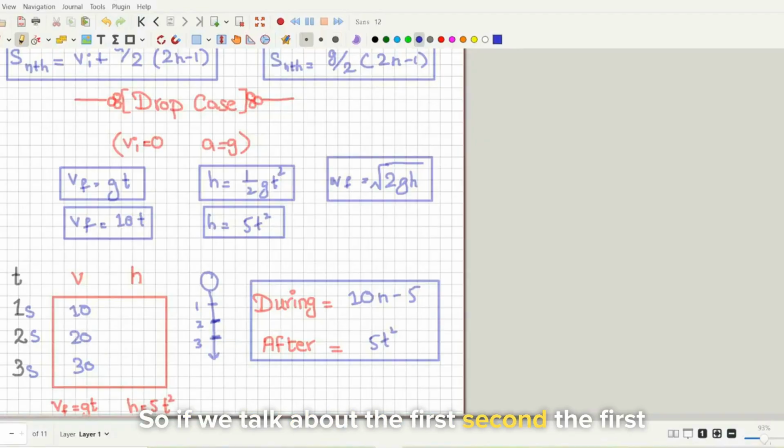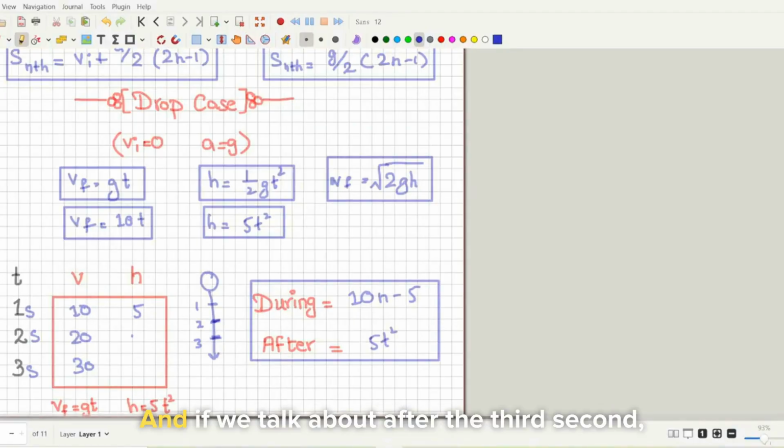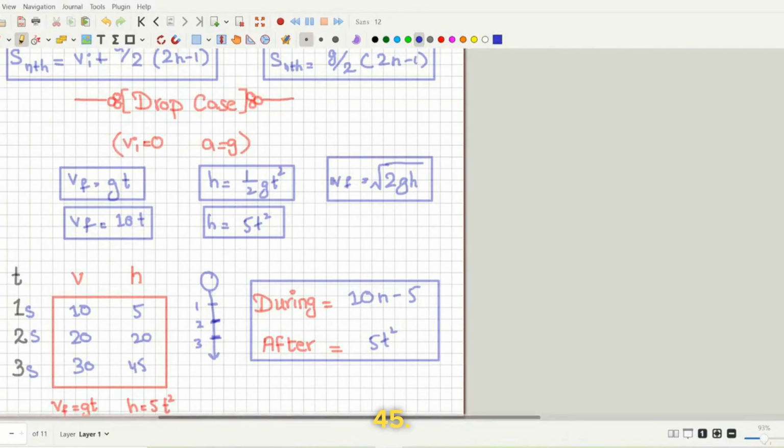So if we talk about after the first second, the formula is h equals 5t square. What would be the answer? The answer would be h equals 5t square. t square is 1, multiplied by 5, it would be 5. If we talk about the second, the formula would be 2 square. 2 square is 4. 4 multiplied by 5, it would be 20. And if we talk about after the third second, the formula would be h equals 5t square. 3 square is 9. 9 multiplied by 5, it would be 45. So this was about after the third second.